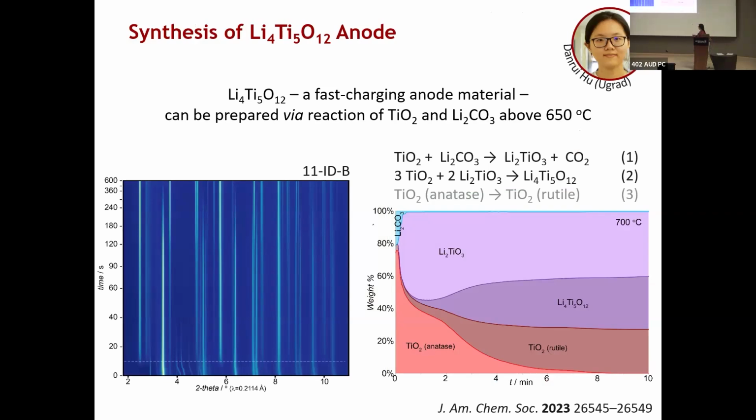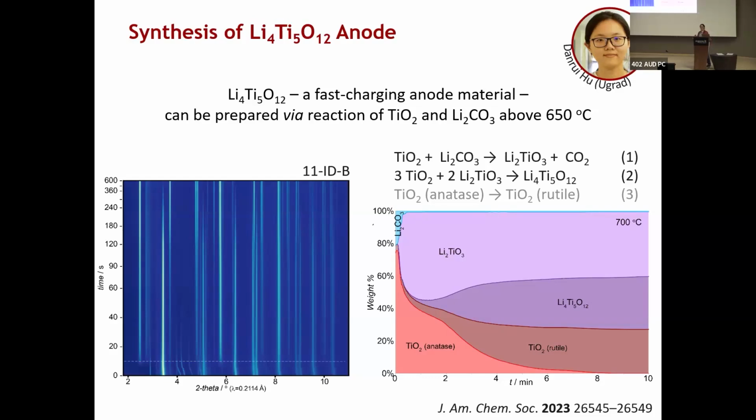So again, we can put it in the Raptor, and we can collect data as a function of reaction time. This is about the first 10 minutes, and then we can fit structural models to pull out the phase fractions and look at that reaction evolution. So what we have here is it actually goes via an intermediate state. Anatase reacts with the carbonate, goes to a 2,1,3 phase that then reacts further with more titanate to form the 4,5,12.